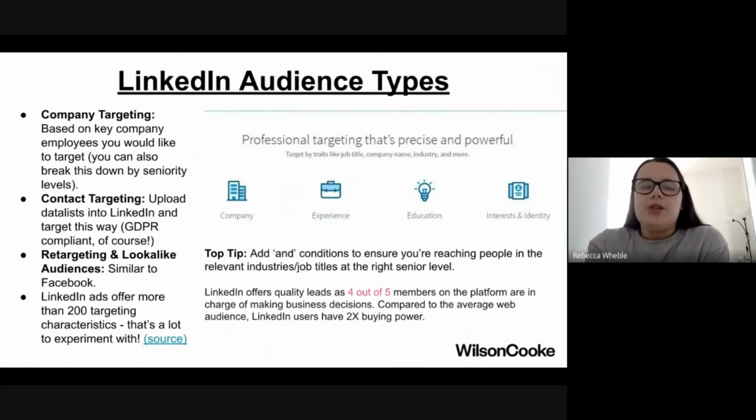So one thing that you could do is company targeting, which you can't do on Facebook actually. It is more about finding the employees that work in a company. So based on key company employees you would like to target, you can also break this down by seniority levels. I can't say that, so feel free to judge me for that. But no, that's really good. So say you wanted to target someone from certain companies that you want to make those inquiries with, you can target the managing directors of those companies, you can target the CEOs of those companies, etc. Then you've got content targeting, similar to Facebook.